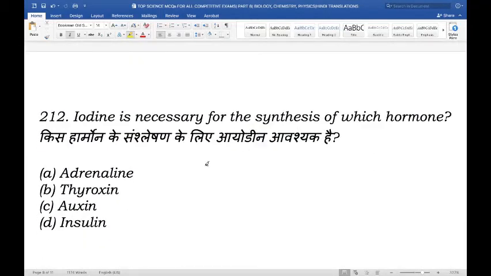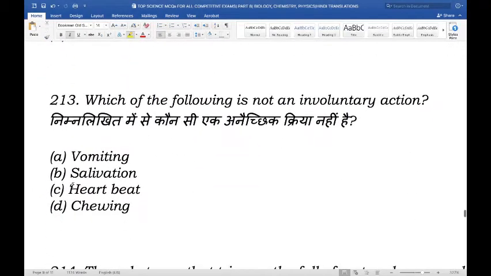Next question. Iodine is necessary for the synthesis of which hormone? Is it A, adrenaline, B, thyroxine, C, auxin, or D, insulin? So iodine is necessary for the synthesis of B, thyroxine. The thyroid glands use iodine from food to make thyroxine, the main hormone acting to increase metabolic rate, regulating growth and development.